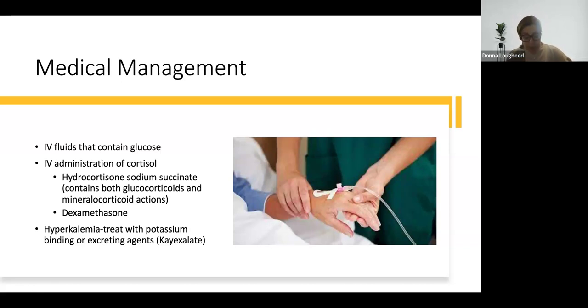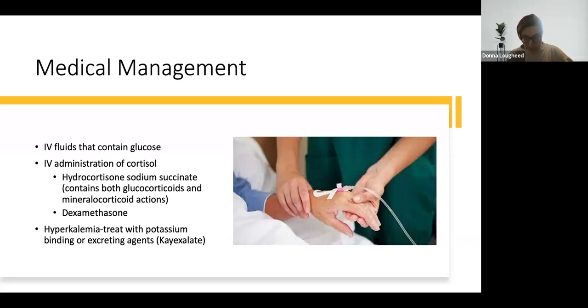The patient who is getting these IV administrations of cortisol is going to require close monitoring. You want to do frequent vital signs, always assess their level of consciousness, and look at their serum sodium, glucose, and potassium levels, to ensure that you're giving an adequate dosage of cortisol. In patients who present with hyperkalemia, there's treatment with potassium binding or excreting agents like Kayexalate.